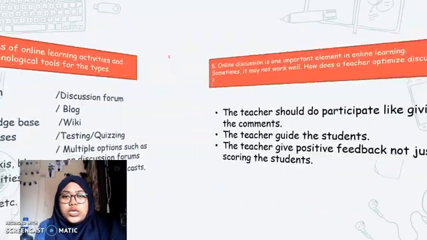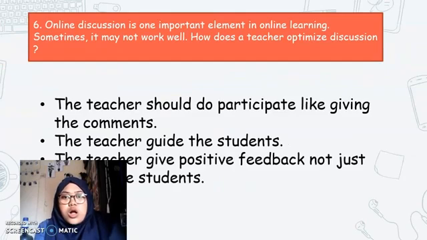Okay, the next question is, online discussion is one important element in online learning. Sometimes it might not work well, but how does a teacher optimize discussion? Okay, the first one is the teacher should participate, like giving comments. The second one is the teacher guides the students. The last one is the teacher gives positive feedback, not just scoring or assessing the students.